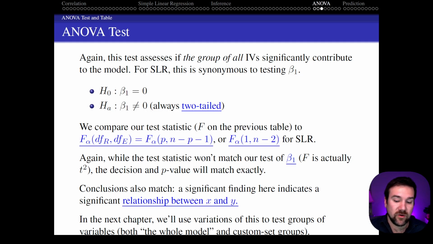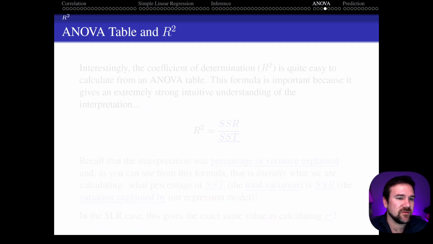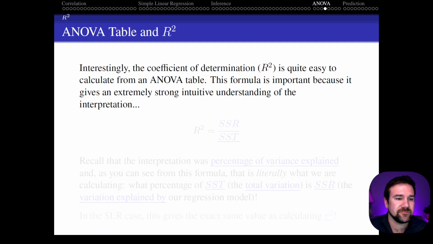In the next chapter, we're going to use variations of this to essentially test groups of variables. So we'll have a group of variables and do a version of an F test to determine, is this group of variables significantly contributing anything in that group above and beyond other groups of variables? We'll discuss when that's useful when we get there, but that's a peek ahead at what we'll be doing.